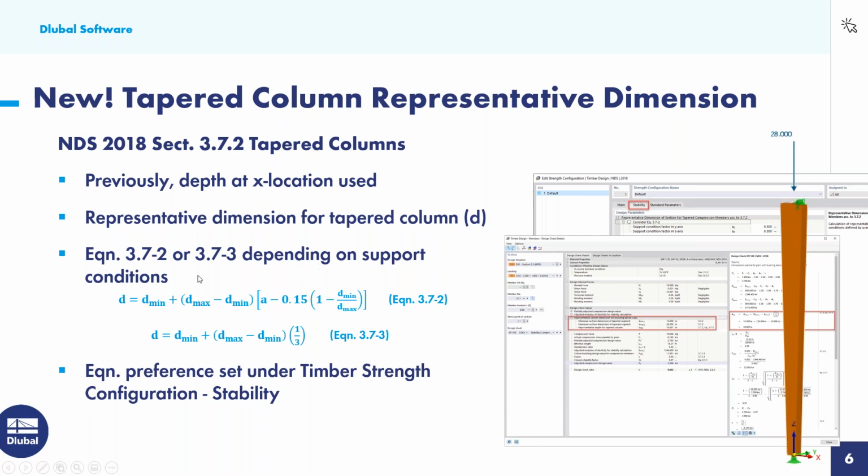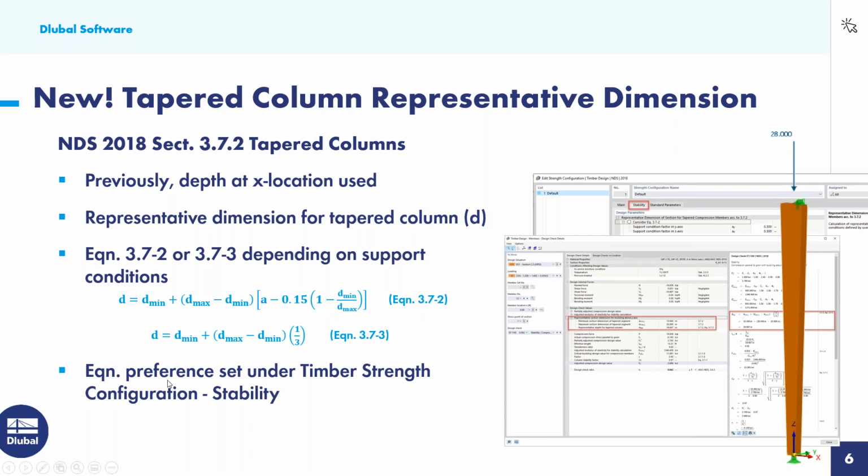And this all depends on the support conditions, but this is to calculate that representative dimension. So we'll use the variables here, the depth max for the tapered section, the minimum depth here for the tapered section in order to calculate this. Now, again, this all depends on your support conditions. You'll want to refer to the NDS to review these equations in a bit more detail.